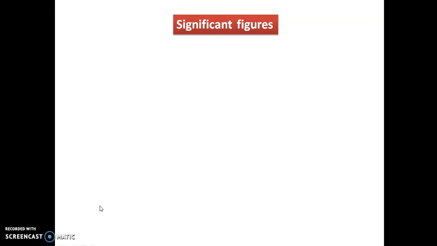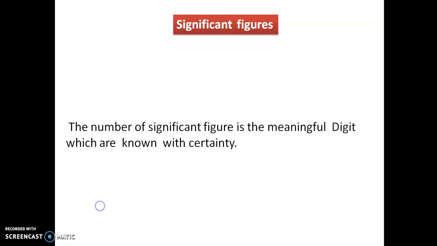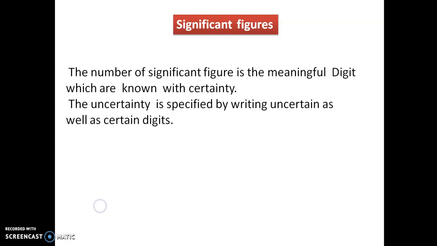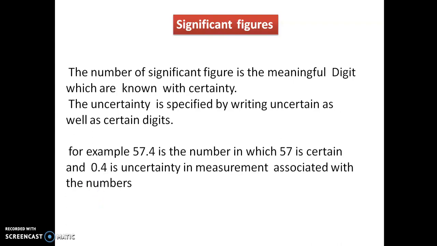In this session we are going to discuss significant figures. The significant figures are the meaningful digits which are known with certainty. The uncertainty is specified by writing uncertain as well as certain digits. For example, if you take 57.4 as the number, 57 is certain and 0.4 is the uncertainty in measurement which is associated with the number.